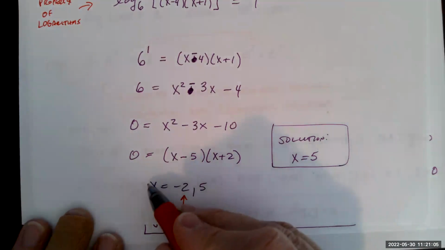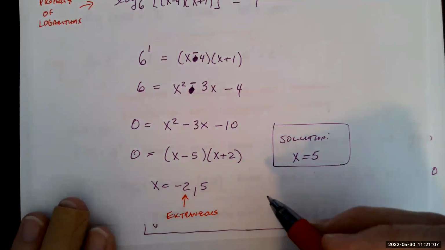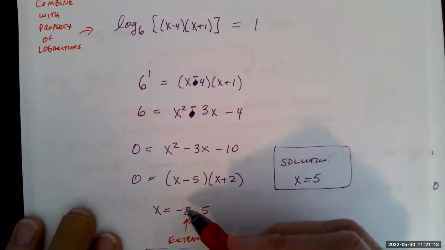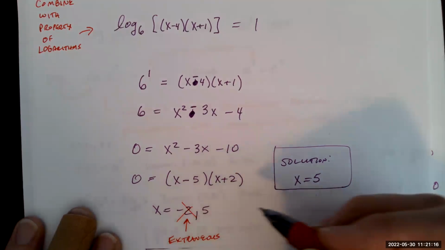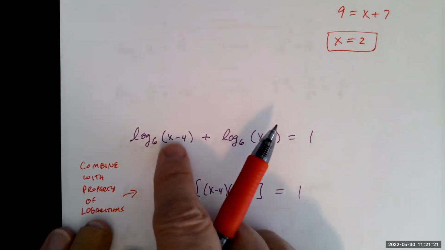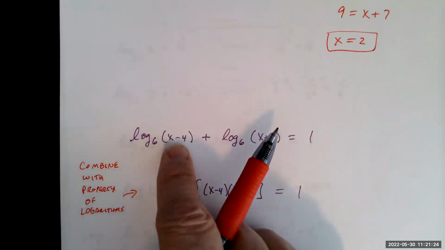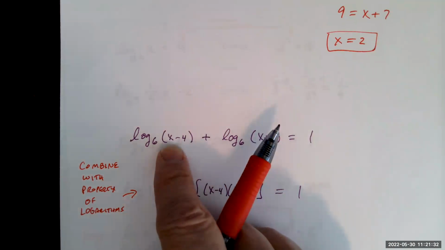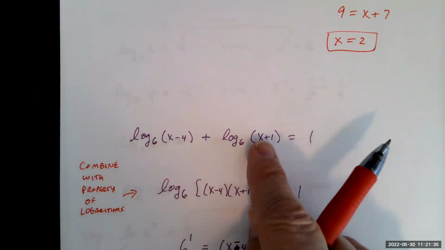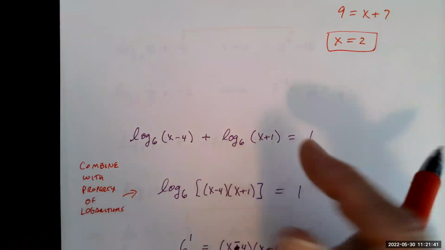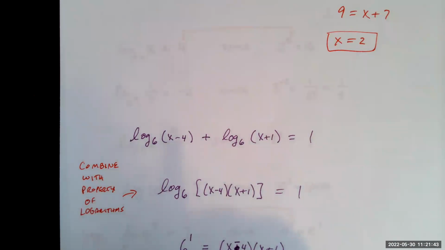Now, we always want to check our solutions, especially with logarithmic equations, because we can reach some extraneous solutions. In other words, minus 2 is not a solution. And the reason is, if we go back to the original equation and plug in minus 2 here, minus 2 minus 4 is minus 6. You cannot take the logarithm of a negative quantity and get a real output. So that would not be a solution. And obviously not here as well. If I plug in minus 2 here, I get minus 1. Log base 6 of minus 1 is not a real number.